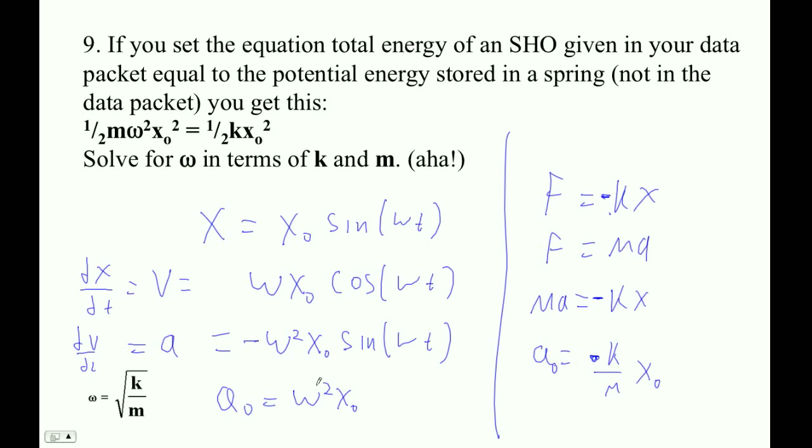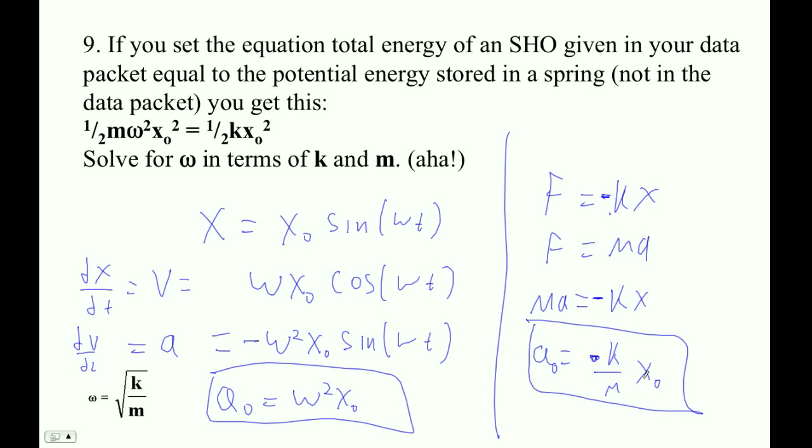And now you go, okay, look, here's one expression for acceleration, here's another expression for acceleration. If you examine them, you'll realize that omega squared is k over m, so omega is square root of k over m. I'm very sorry for ruining your brain. If you don't understand calculus, that's okay. You'll understand it by the time you take your IB test.